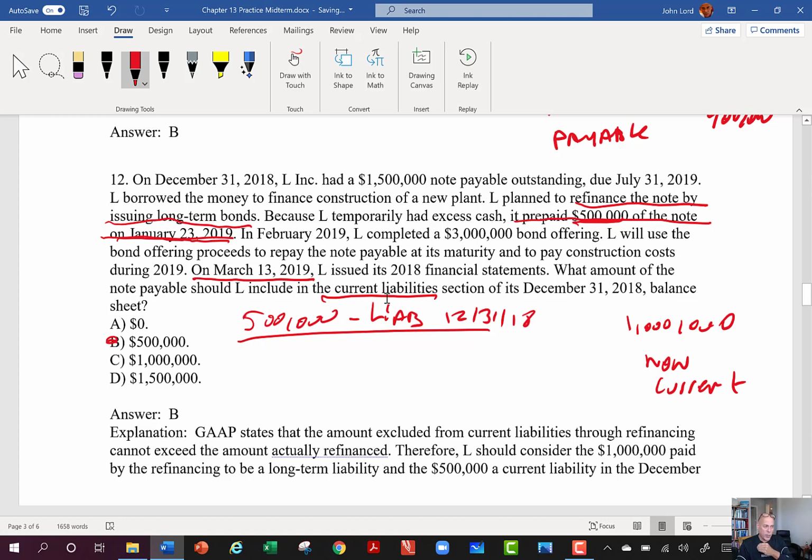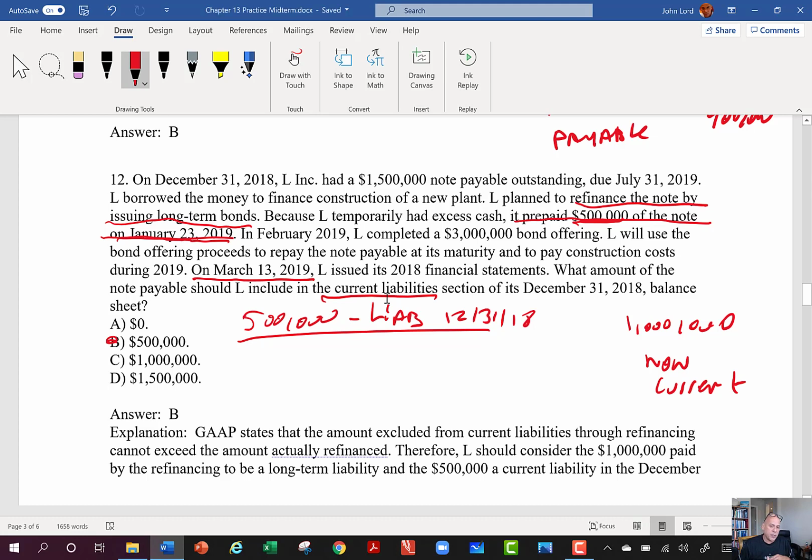And the reason I mentioned US GAAP, even though we're not going to get into a lot of differences between US GAAP and IFRS in this class, is that under IFRS, you would have actually had to have secured the refinancing before the balance sheet date in order to have this treatment of treating that as non-current. Under US GAAP, if you actually carry out the refinancing before the issuance of the financial statements, then you could carry that as non-current.